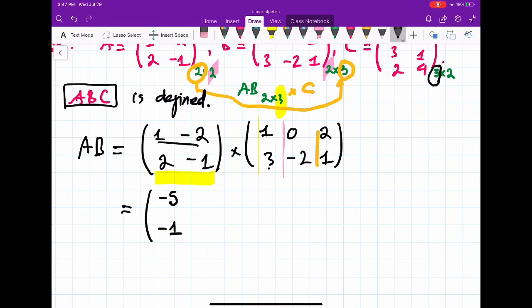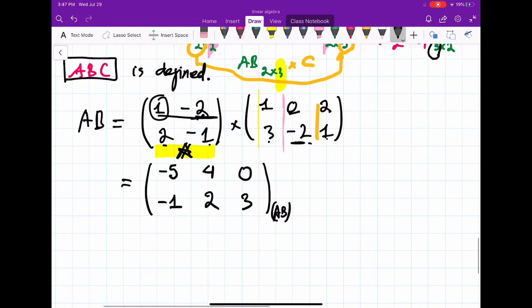And then I move to the next column, 0, -2. So I get 4 here. 1 with the 0 is 0, -2 with -2 is 4. And then 2 with 0 is 0, -1 with -2 is 2. That is the second column. And then if I multiply this matrix with the third column, I will have the third column in the product AB. 1 with 2 and -2 with 1, that is 0. 2 with the 2 is 4. 4 minus 1 is 3. So we have the product AB.